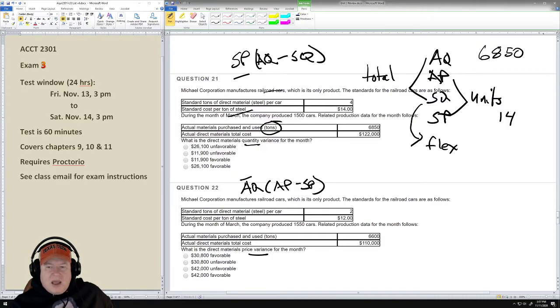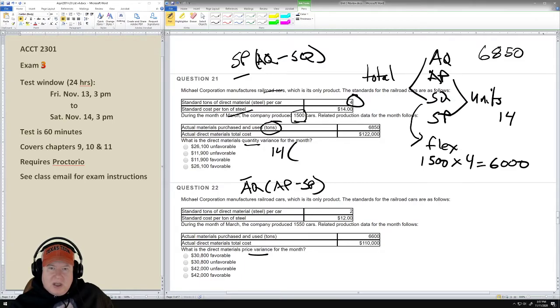In other words, if we budgeted the actual quantity, what is the actual quantity? The actual quantity of the production unit, right? If we built 1,500 cars, so the example here is if we budgeted 1,500 cars and we use 4 tons for each car, this would be our budget, which is 6,000. So our little equation here would be standard price, which would be 14, times actual quantity, 6,850, minus 6,000.